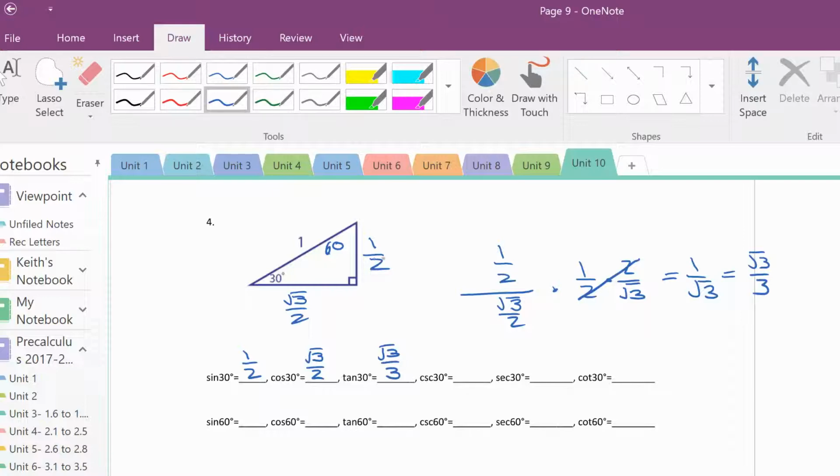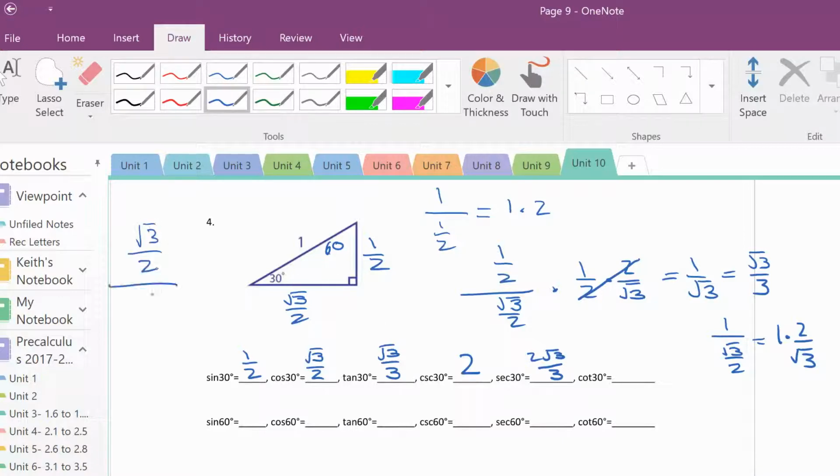Cosecant 30, taking the reciprocal, so instead you go 1 over 1/2. So 1 over 1/2 is going to give you 1 times 2, which is 2. The secant of 30, so notice you go hypotenuse over adjacent. So 1 over rad 3 over 2 is the same as multiplying 1 times 2 over rad 3. So it gives you 2 rad 3 over 3. And the cotangent, if you go rad 3 over 2 divided by 1/2, it gives you rad 3 over 2 times 2, which means it's rad 3.